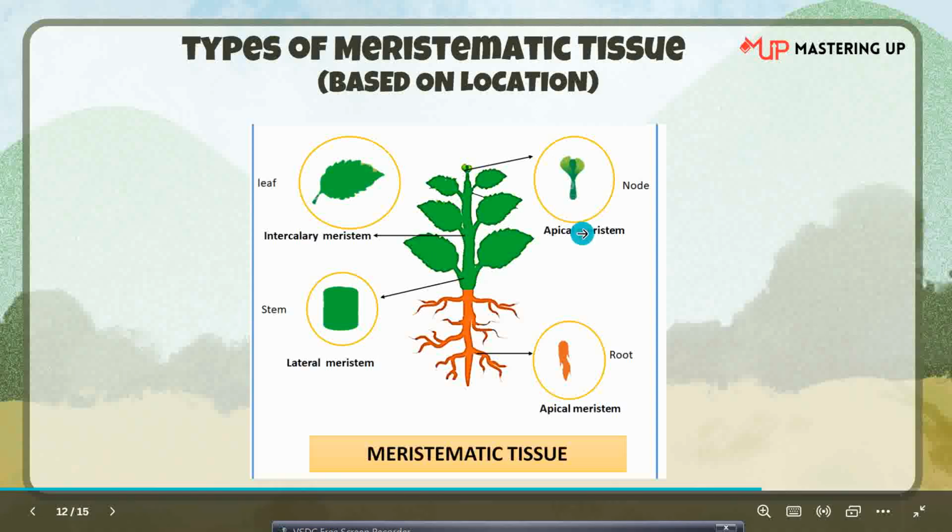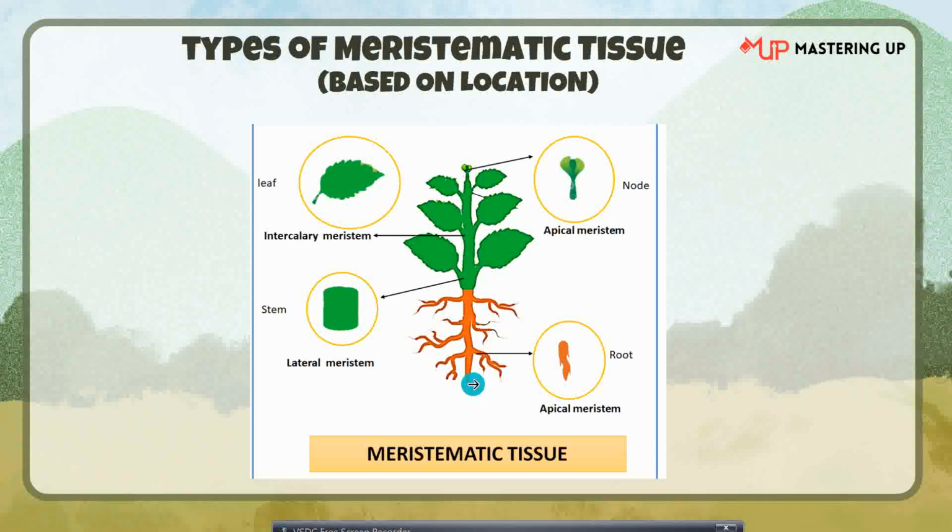Apical meristem is present on the tips. Here you can see it is not shown as a tip. Apical meristem is present on the tip parts of root and stem, intercalary meristem is present on the nodes and the base of the leaves, and lateral meristem is present along the sides of stem and root.